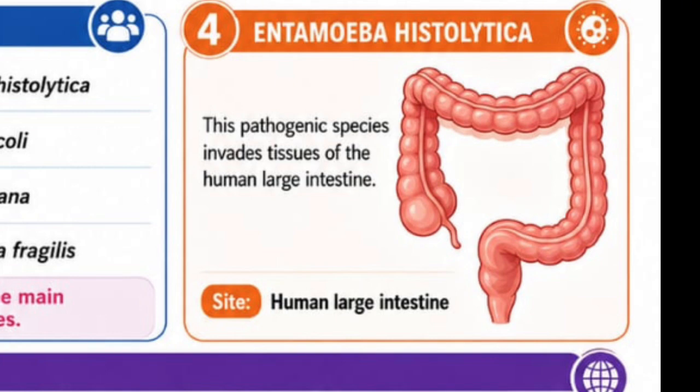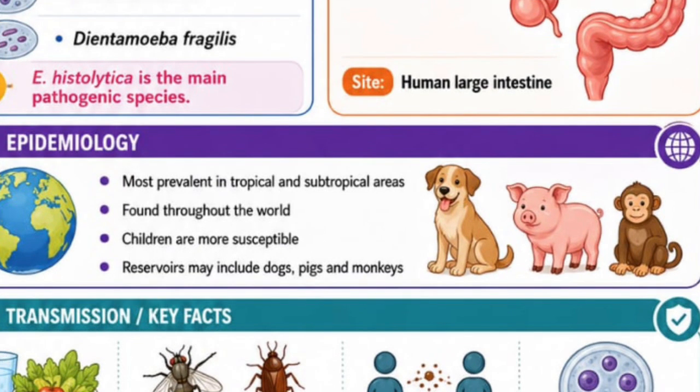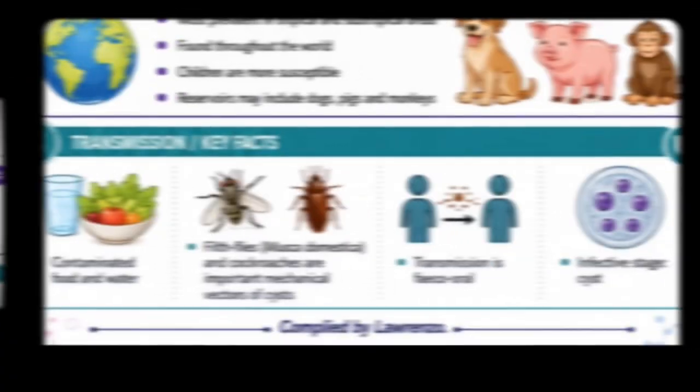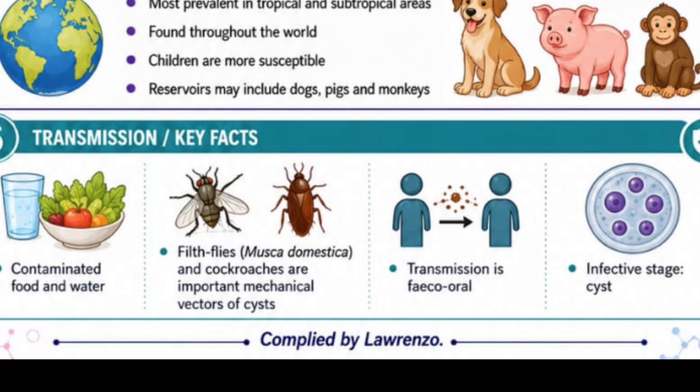Epidemiology: where can you see them? They are much more prevalent in the tropical and subtropical areas, but they are found everywhere around the world. Children are much more susceptible because of their immune system, and also old people. The reservoirs are dogs, pigs, and monkeys. What is the mode of transmission here? They are transmitted naturally through contaminated food and water. So when you eat contaminated food and water, you have a higher susceptibility to take any of the Entamoeba, especially Entamoeba histolytica.